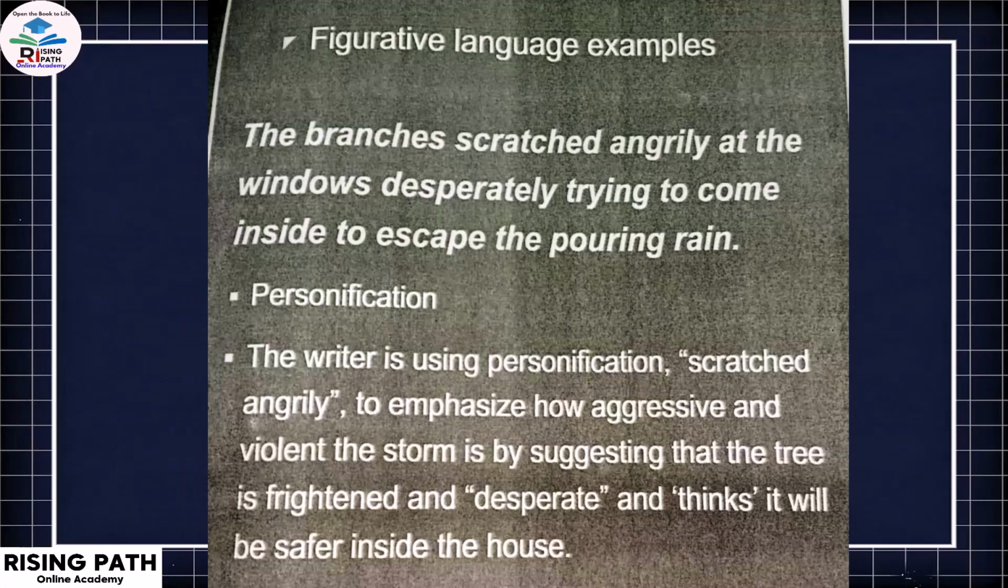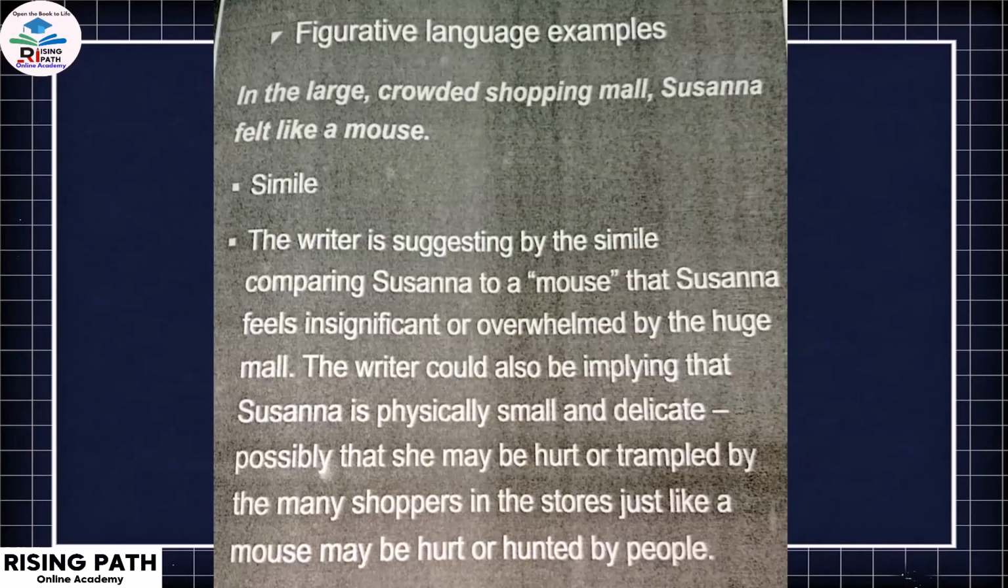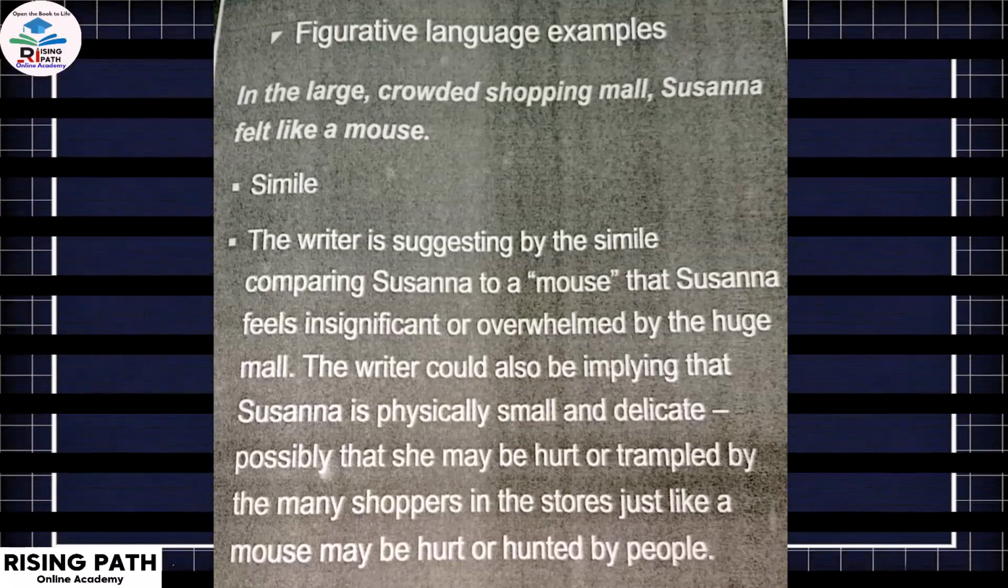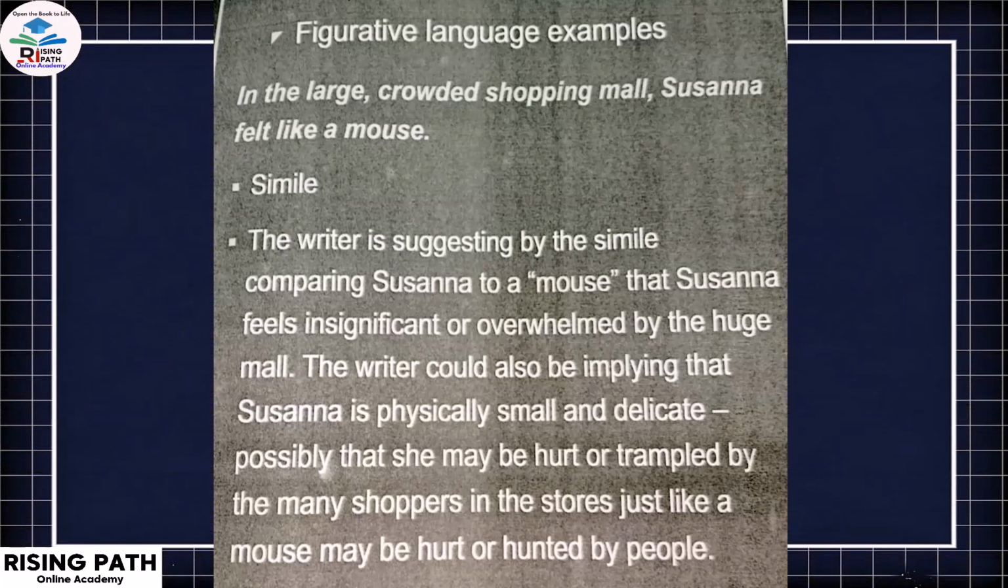Let me read an example for you. Suppose in the passage there is a figurative language example. You all know what figurative language is. It's an example of a simile that is given, and then the question. The example is: in the large crowded shopping mall, Susanna felt like a mouse. Suppose this is given in the text, and you are being asked what is the effect the writer wants to create, the kinds of questions we have already discussed.